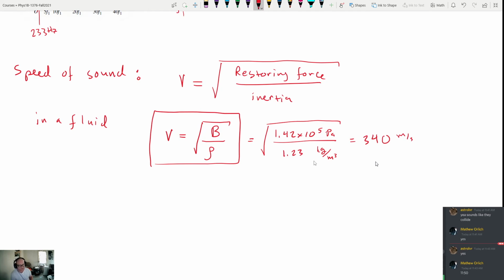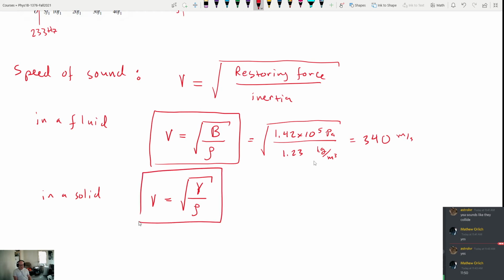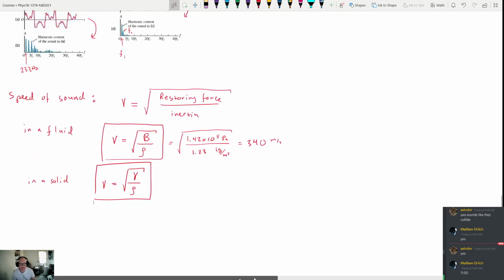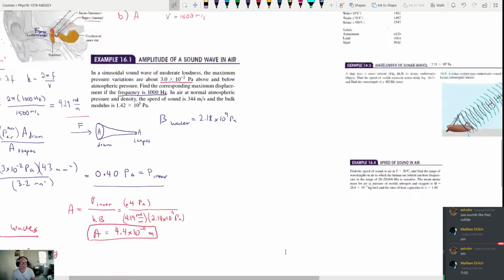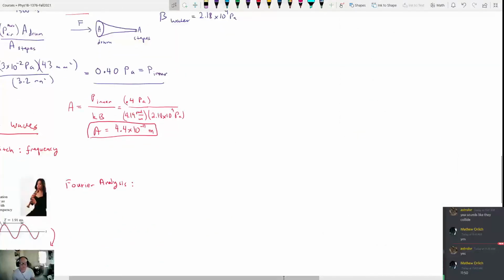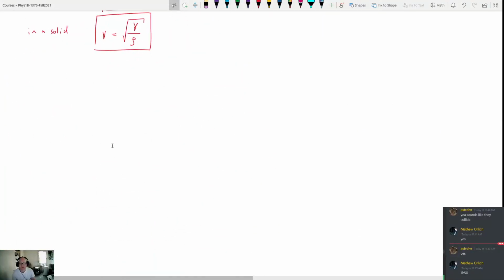The other possibility is if you have a solid. In a solid, we have to replace the bulk modulus with the Young's modulus Y that I alluded to earlier. And then we also divide by density, right? So that's going to be the velocity in a solid. And then I think we can solve a couple problems with this that we have on here. Where are they? This one. We'll do at least one of these.